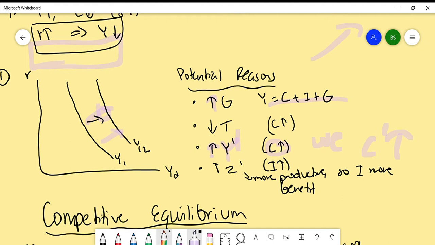Another thing is a decrease in tax, which is basically the same thing as an increase in government spending. And also a decrease in tax means, again, that lifetime wealth increases, so my current consumption increases.